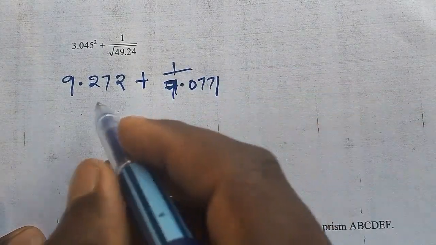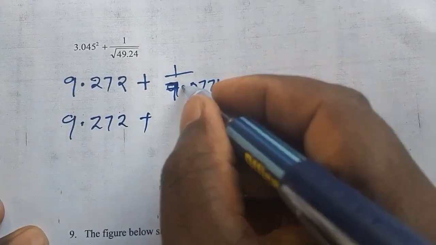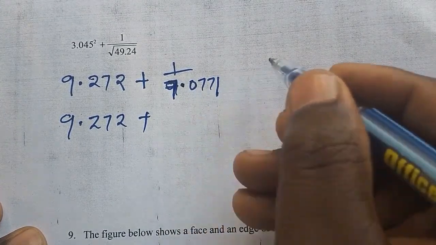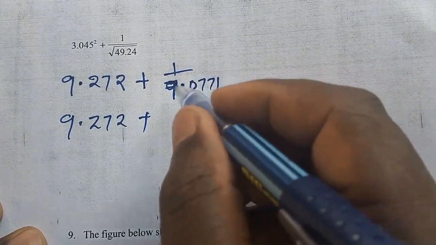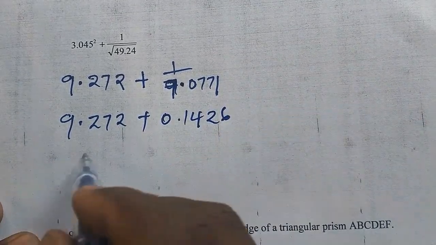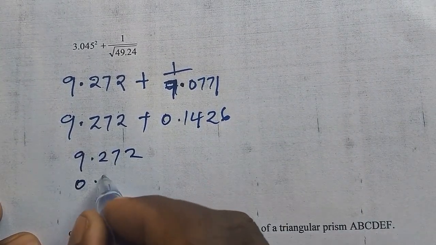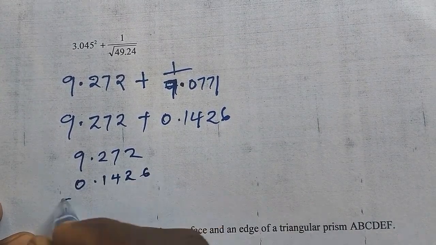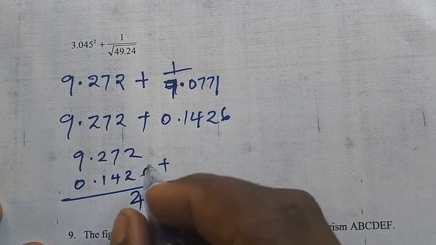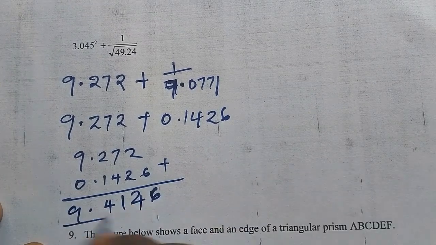So 9.272 plus now the reciprocal. This one you read from the mathematical table directly, because if it was 70 we could have written in standard form, but we just read it directly. So the reciprocal for this one is 0.1426. Now you add 9.272 plus 0.1426. So we need to see that you did not use a calculator. 11.349. And that is the correct answer we needed.